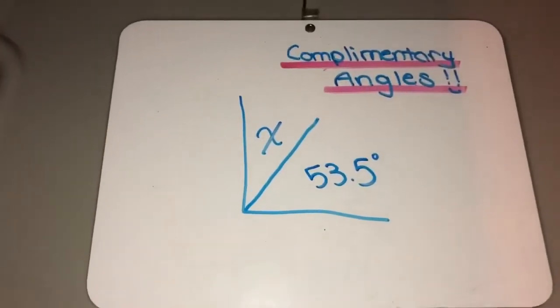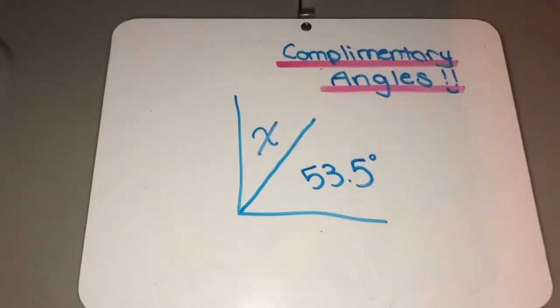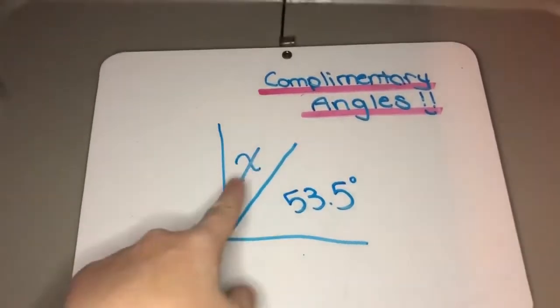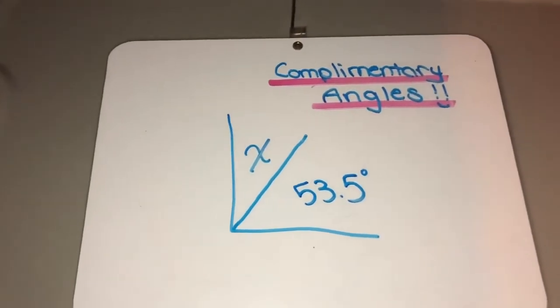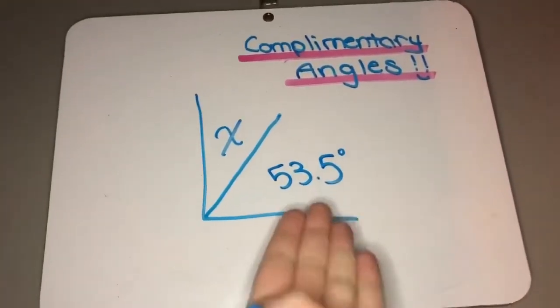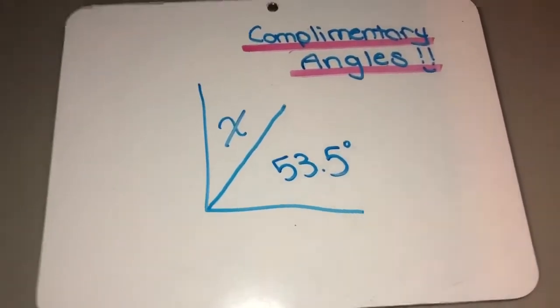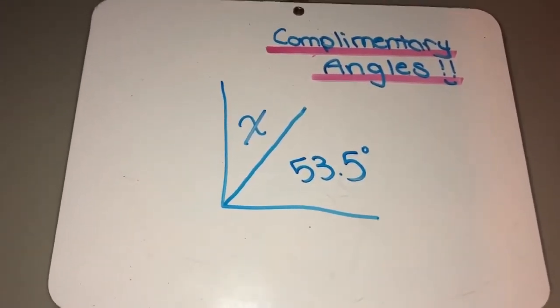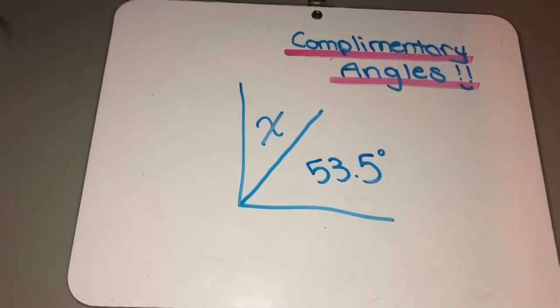For complementary angles, there may be a variable. The angle that we know in this problem is 53.5. The angle that we do not know is x. To get x, you need to take the number that you know and subtract it from 90. Try to solve this problem. The answer that you should have gotten is 36.5.